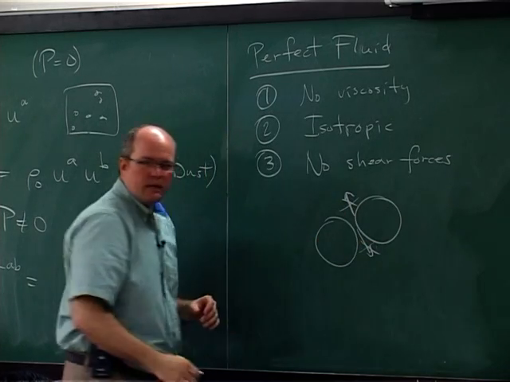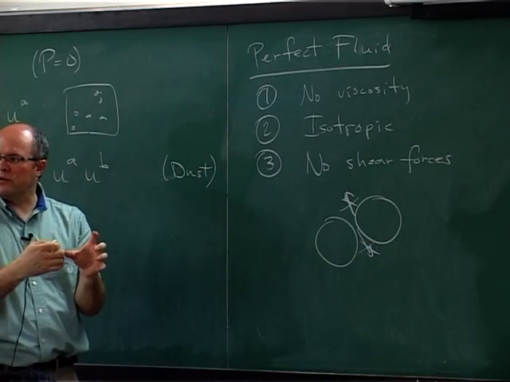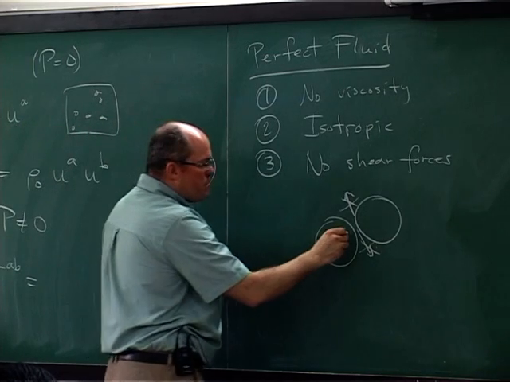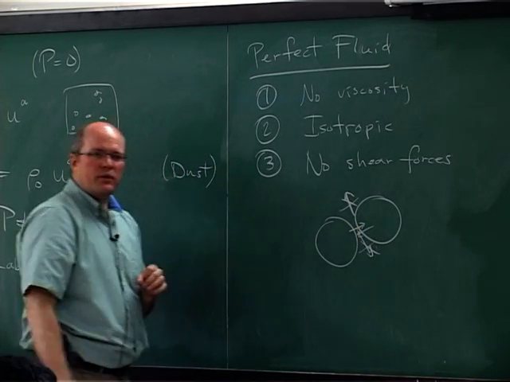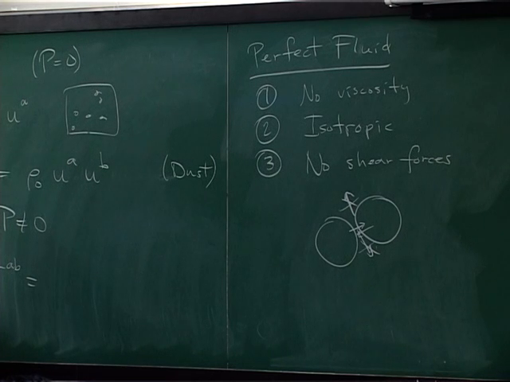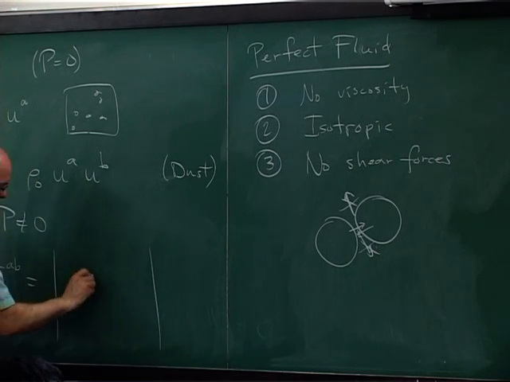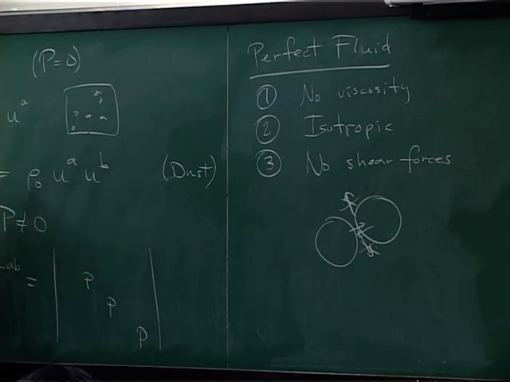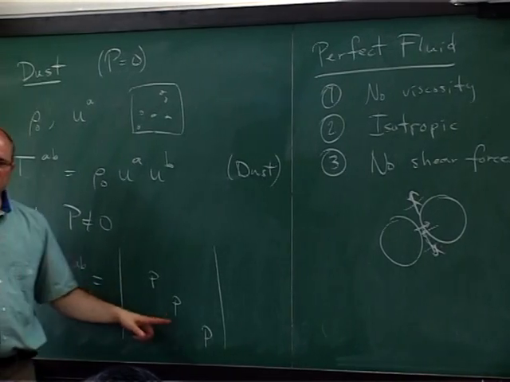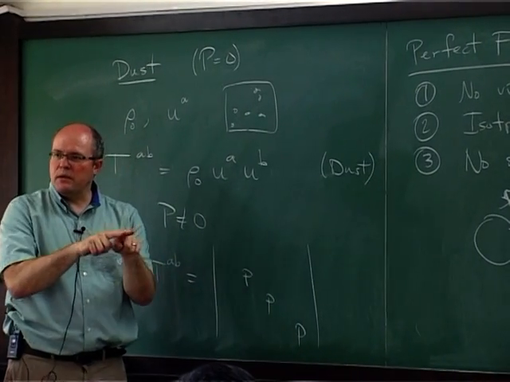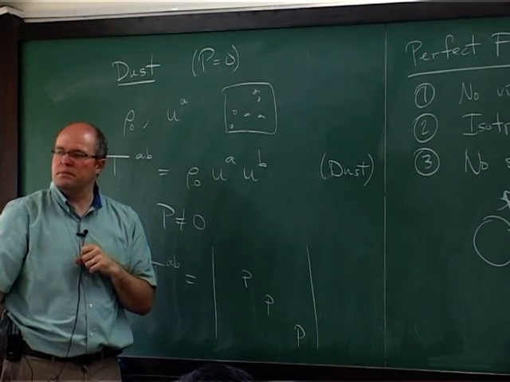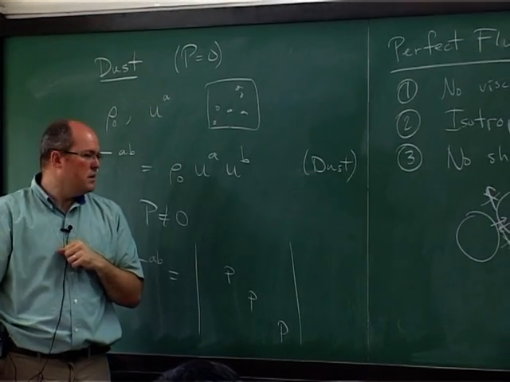So the only forces that can be exerted between two different fluid particles or two fluid control volumes are pressures that are normal to their direction. Okay? So if I go into the rest frame of this fluid and think about what the spatial part of this stress energy tensor should look like, I should get basically P on the diagonal, because every direction looks the same, and the only forces that I'm allowing are the normal pressure forces between fluid particles.